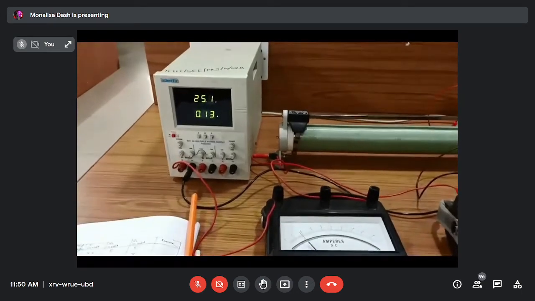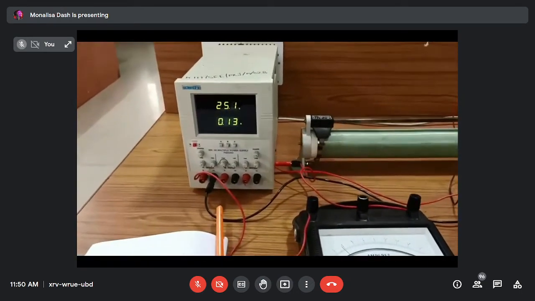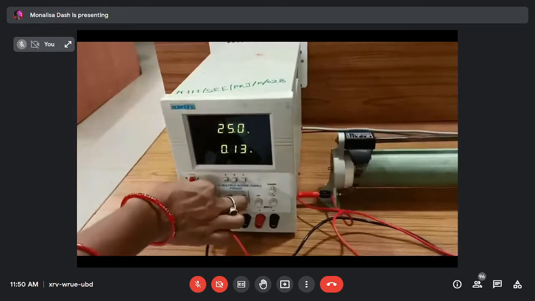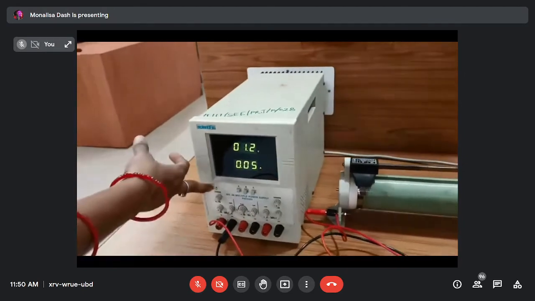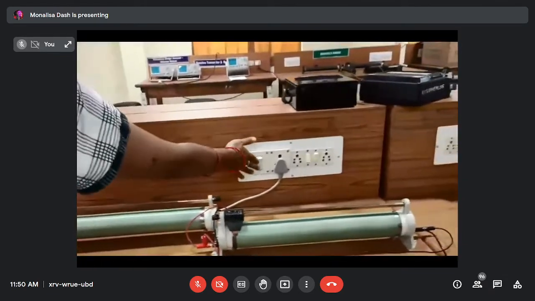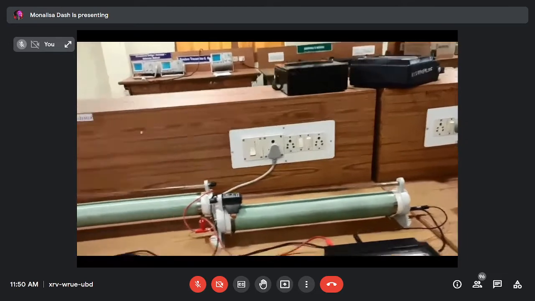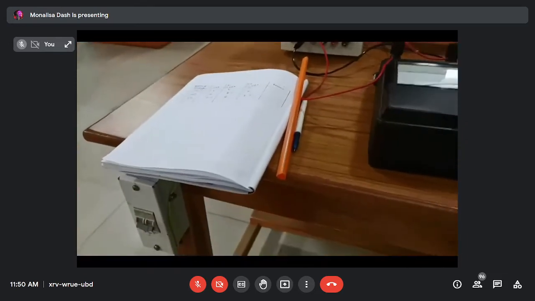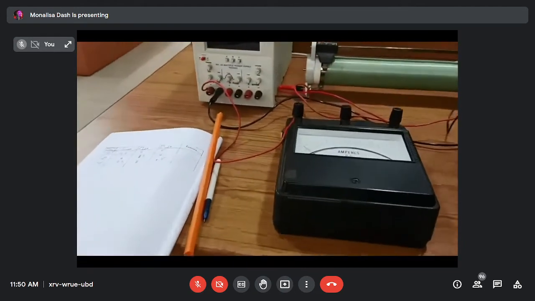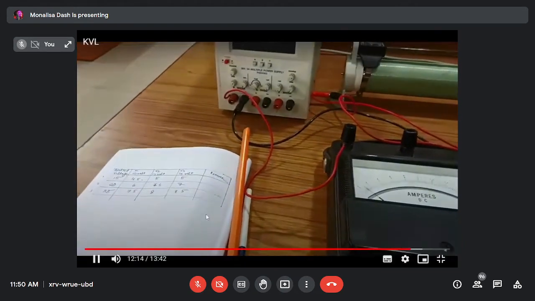Our observation part is over. Now we will switch off the circuit. First, take it at 0 position and power off. Then switch off the AC supply. Then switch off the MCB. This is the procedure of the 2 off 1 experiment.